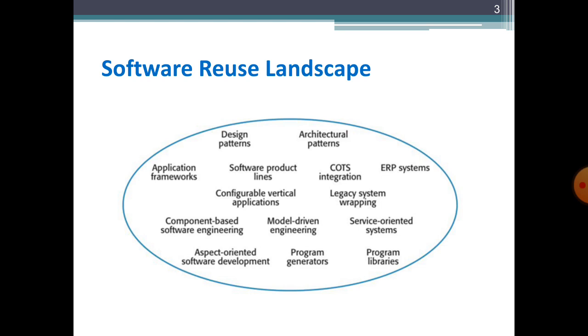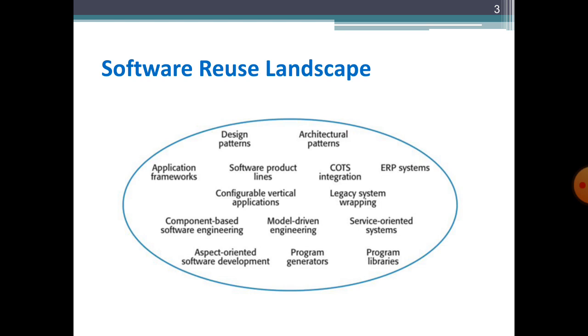approaches. About these software reuse approaches, over the past 20 years many techniques have been developed to support software reuse. Basically, these techniques exploit the fact that systems in the same application domain are similar and have potential for reuse as well.